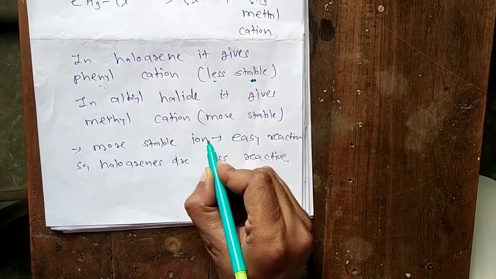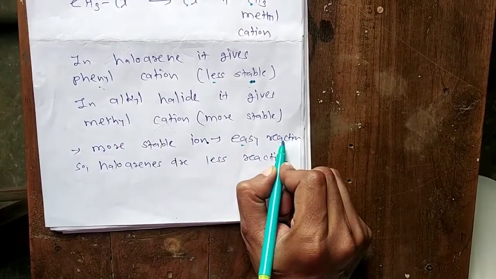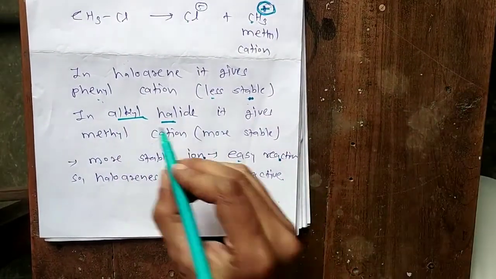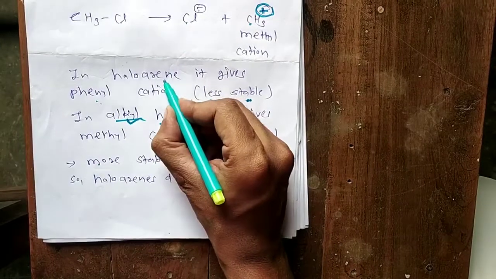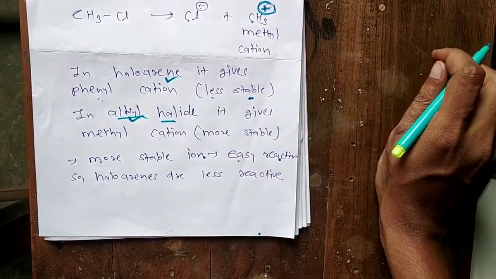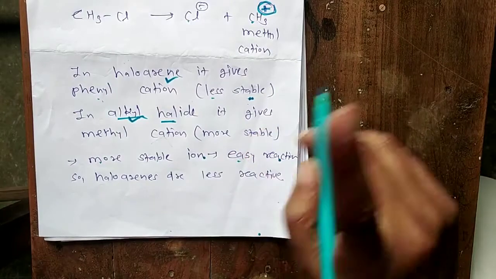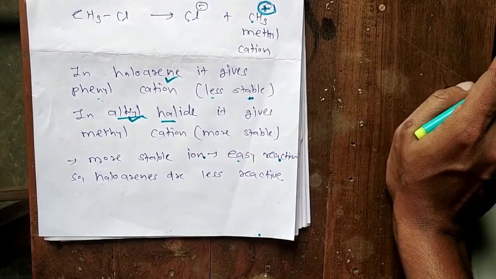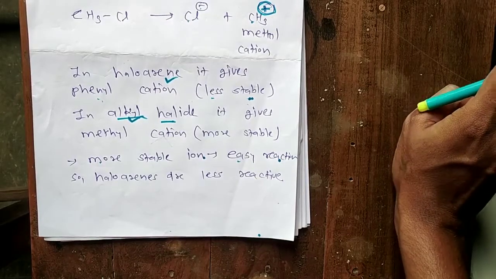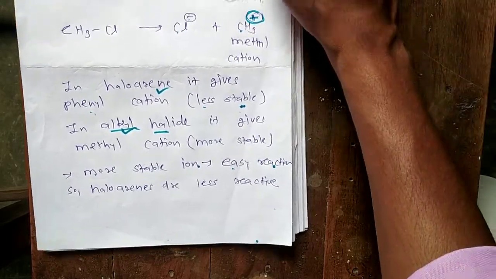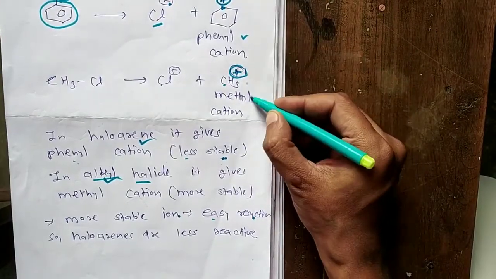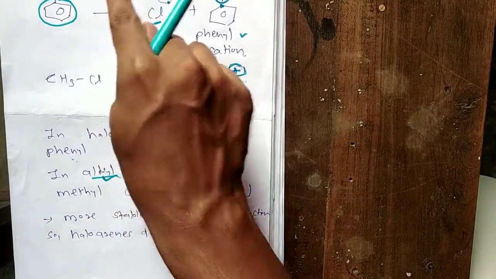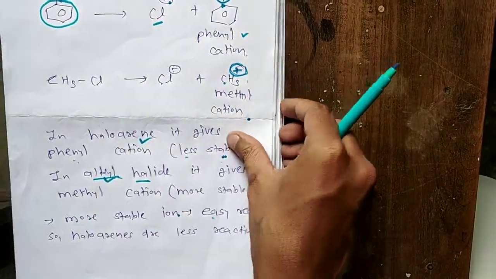Here, more stable ion means easy reaction, and the more stable ion is of alkyl halide, so it gives easy reaction compared to haloarene. This is our third reason. Again, first reason, that is resonance structure. Second reason, that is hybridization. Third reason, that is phenyl cation. Stability of phenyl cation is less compared to methyl cation. That's why it is less reactive compared to alkyl halide.